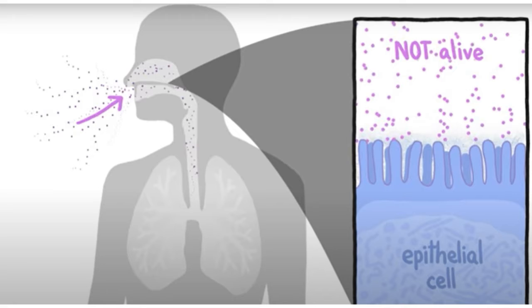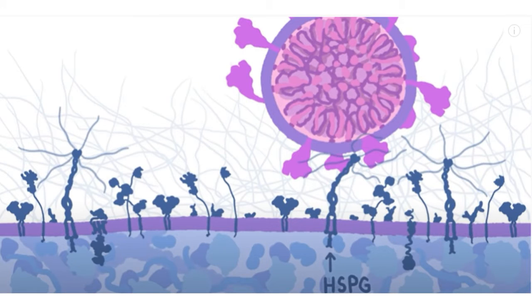Coronaviruses mainly target epithelial cells and are transmitted from one host to another. Human coronaviruses mainly infect epithelial cells in the respiratory tract, causing diseases like severe acute respiratory syndrome or SARS and COVID-19, while animal coronaviruses mainly infect cells in the digestive tract. The coronavirus gets tethered to cells in the respiratory tract by attaching to heparan sulfate proteoglycan, or HSPG, which is a transmembrane protein on the host cell.